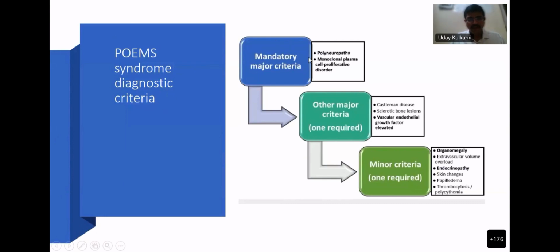So essentially this patient had POEMS syndrome. He fulfilled the mandatory criteria: he had polyneuropathy, and he had a monoclonal plasma cell proliferative disorder. We identified an M band and it was IgG lambda. The other criteria that he met were a sclerotic bony lesion, skin changes and organomegaly. So he fulfilled the diagnostic criteria for POEMS syndrome.